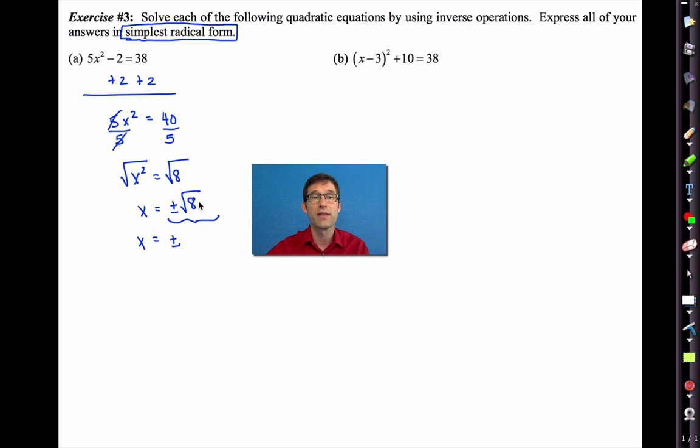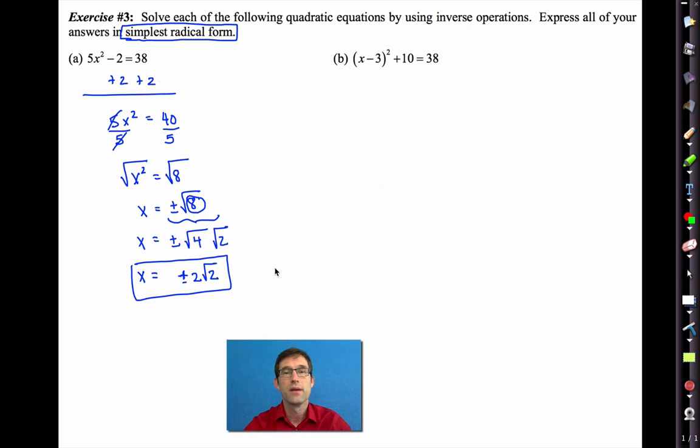I'll do that by finding the biggest perfect square that goes into 8. That happens to be my favorite, which is 4. All right, the square root of 4 is 2. That I can't do anything with. The square root of 2 I have to leave. So I get x equals plus or minus 2 times the square root of 2.